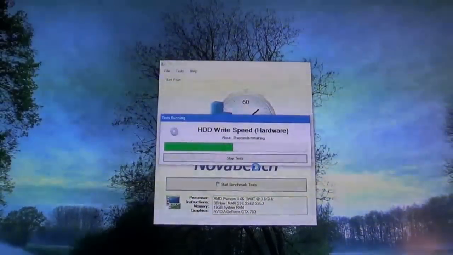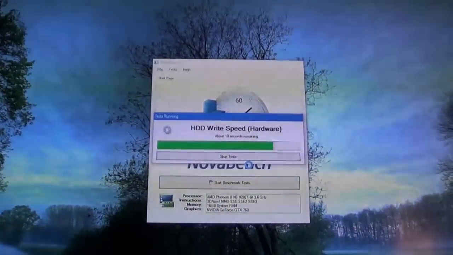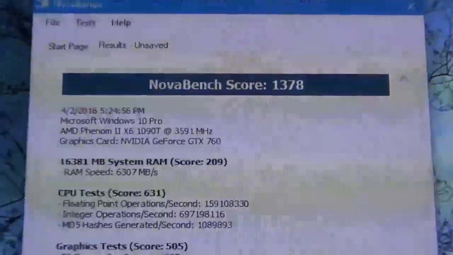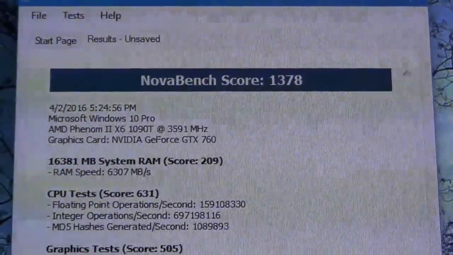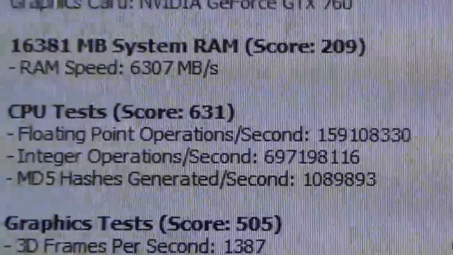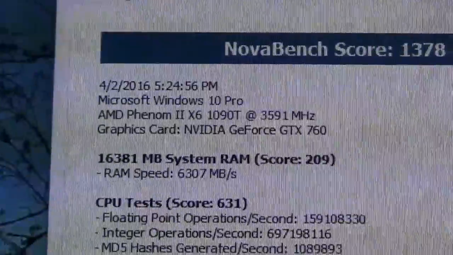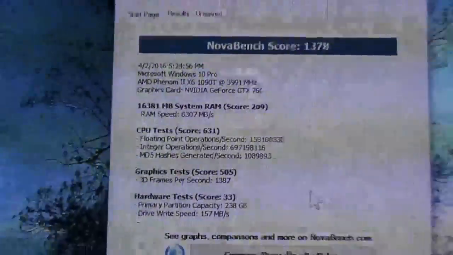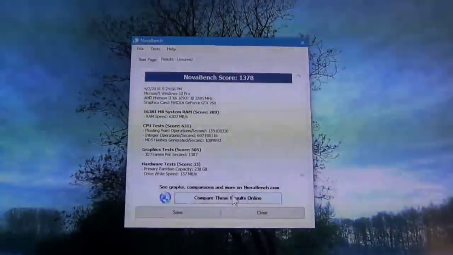Write speed, and what are we gonna get here? With an SSD and everything? 1378, so right behind the best Windows 7 results, with the CPU now up to 630, graphics back to the 500 mark, and the RAM at 6300 megs a second, which is higher than those. Okay, this is worth posting.